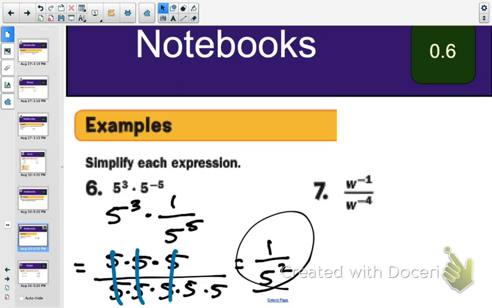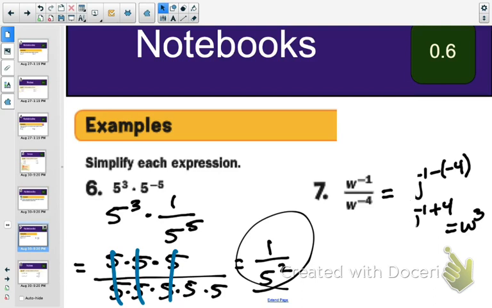Okay, or we can use the subtraction property when you divide exponents. If you're dividing powers, you just subtract their exponents. So for example, this one is going to be the same as w to the -1 minus -4. So we can do that, which becomes w to the -1 plus 4, which is w to the 3rd.